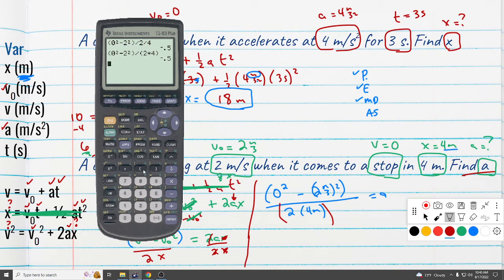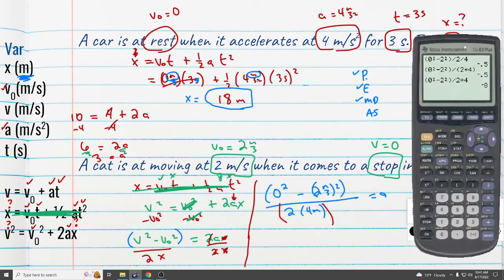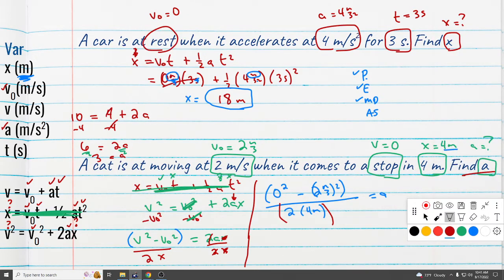What you don't want to do though is go 0 squared minus 2 squared for the top and then divide by 2 times 4. That will goof you up big time. Okay, so don't do that. Pick one of those first two ways there. All right, we got a negative 0.5 for our answer.